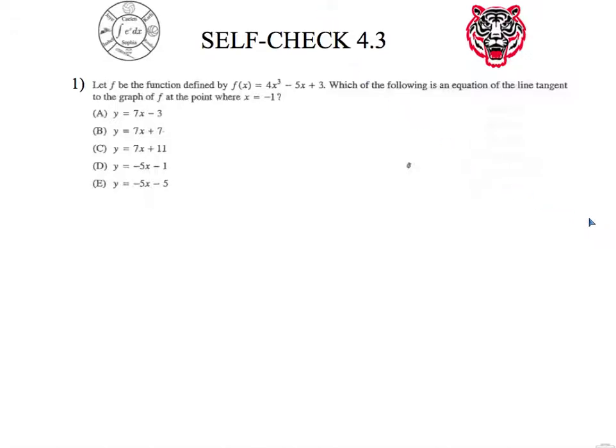All right, this is going to be AP Calculus Self-Check 4.3. These are going to be the solutions. Again, make sure that we have 10 minutes to solve this one because there were 5 problems, 2 minutes apiece.